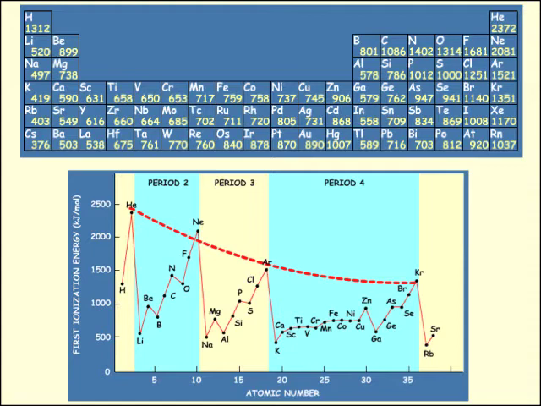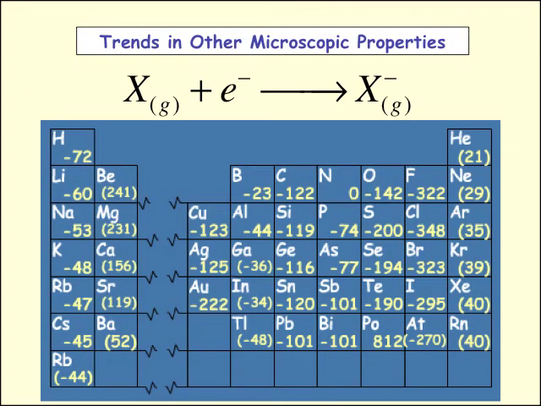In general, the trends in ionization potentials also can be interpreted on a microscopic level using our wave mechanical nuclear atom model. Trends in other microscopic properties can be correlated with the general wave mechanical nuclear atom. As an example, consider the process called electron affinity, which is the energy involved when a gaseous atom acquires an electron to form a gaseous anion. The data for some of the elements are shown in this periodic table-like arrangement.